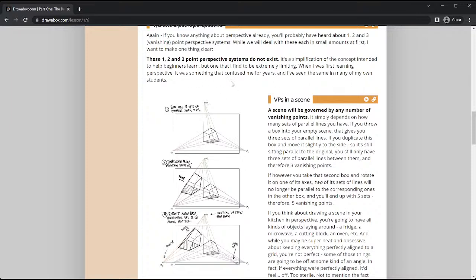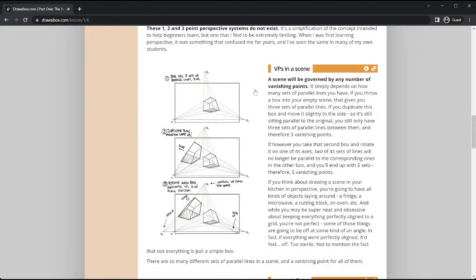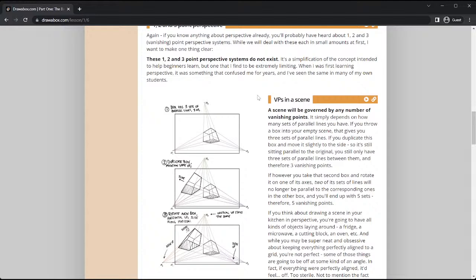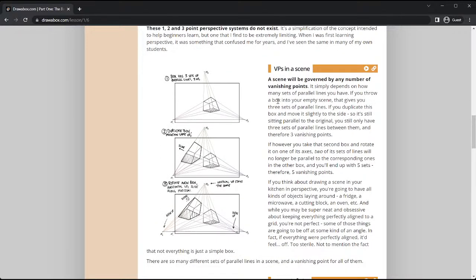I'm actually really glad they brought up that 3-point perspective or whatever is not necessarily a whole scene when you talk about that. That's something no one talks about. That is literally just an incorrect application of the concept, unless that's specifically what you're doing. So I was glad they talked about that.